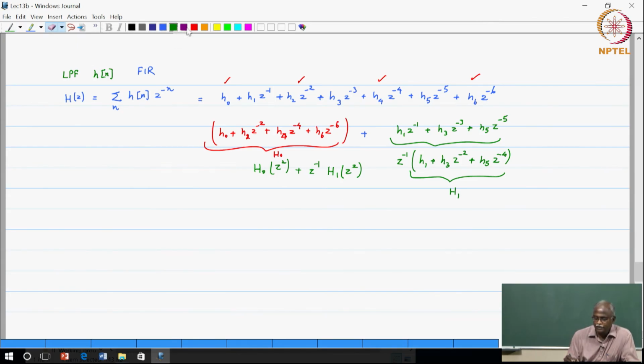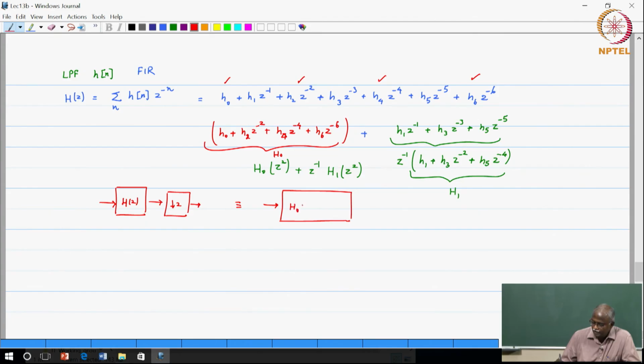Now, here is the beauty of what we have been talking about so far. I want to do down conversion by downsampling by a factor of 2, which means I must precede it with an anti-aliasing filter. So, I have h of z followed by a downsampling by a factor of 2. This structure is not efficient because I am doing the processing and then throwing away samples. However, if I do this sort of splitting, then I can say that this is identically equal to the same filter, now written as H0 of z squared plus z inverse H1 of z squared, followed by a downsampling by a factor of 2.